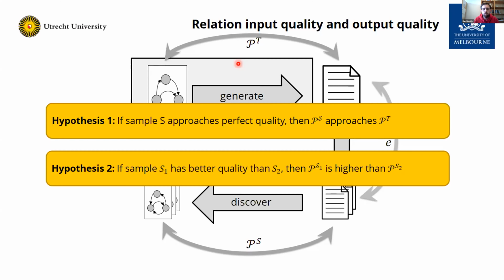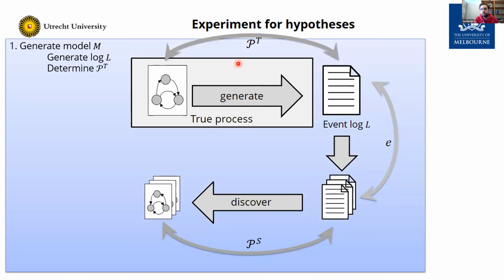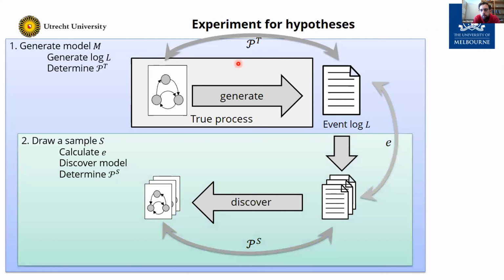So we ran an experiment. So what does an experiment like this look like? Well, basically an experiment in a controlled setting would be something like: generate a model M, generate a log for that model, determine the quality of the event log and the original model. So we have some kind of true values. And then we can repeatedly draw a sample from this event log, calculate the error measure of the sample with the event log, discover a model, determine the quality of the discovered model from the sample, and compare those with the original values.